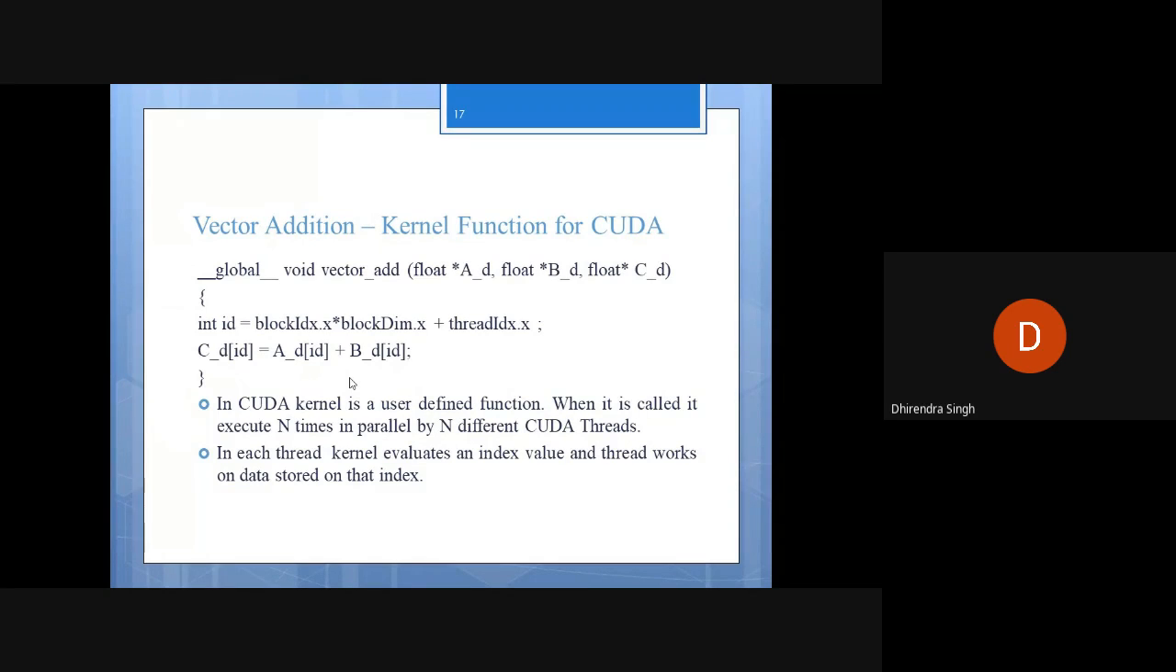The important thing is how this id value will be calculated. If you know which thread is going to work on which particular data item, 90% of the CUDA programming is done. If, during CUDA programming, you have analyzed that you are going to create 1,000 threads and identified which thread works on which data item, then you have written a very good kernel function.